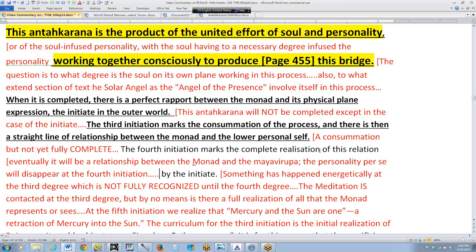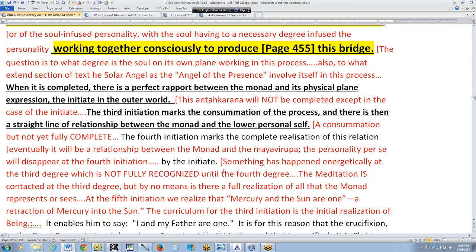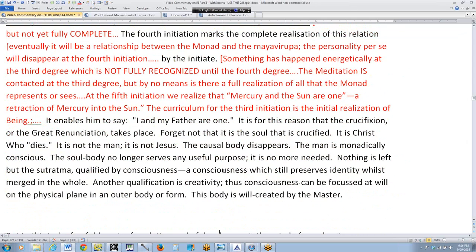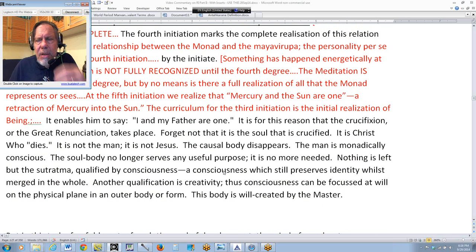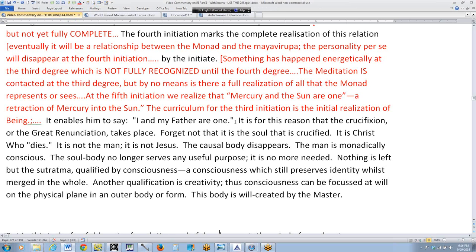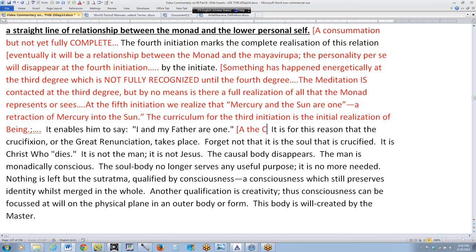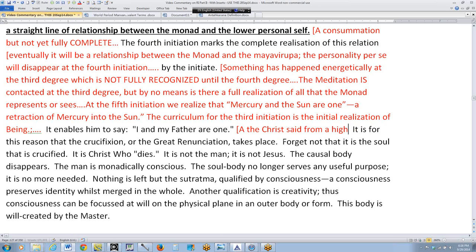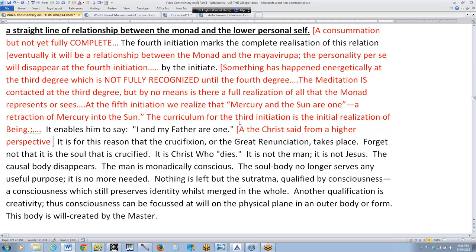Okay, the fourth initiation marks the complete realization of this relation by the initiate. So we are groping our way in this more advanced curriculum of the rays and initiations towards certain preliminary monadic realizations that have to do with being. It enables him to say that I and my Father are one, as the Christ said, from a higher, still higher perspective.